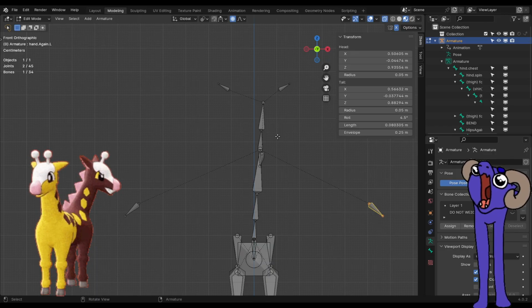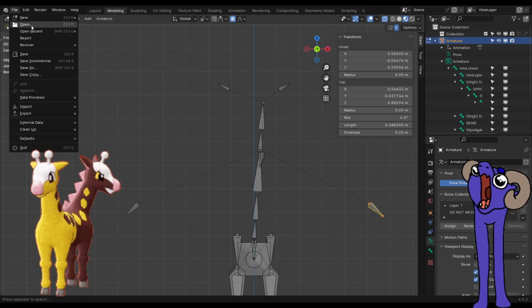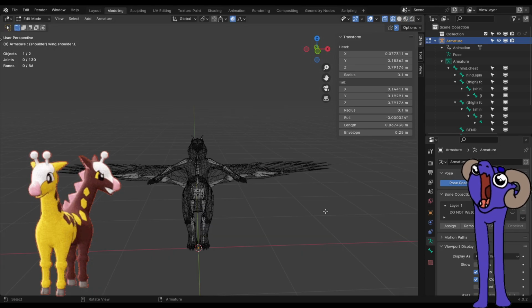Oh, why are you sideways? Oh god damn it. Okay. Open recent. Let's start again.